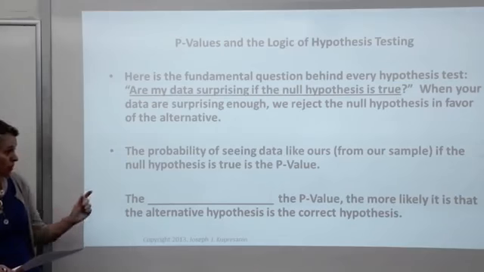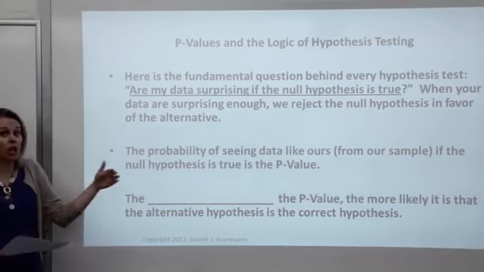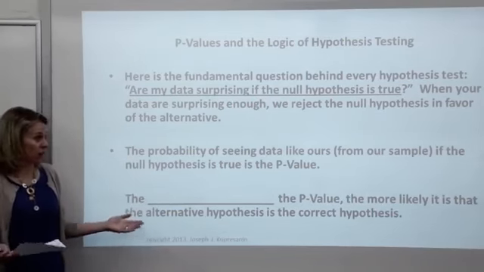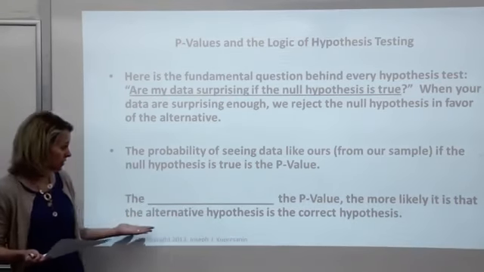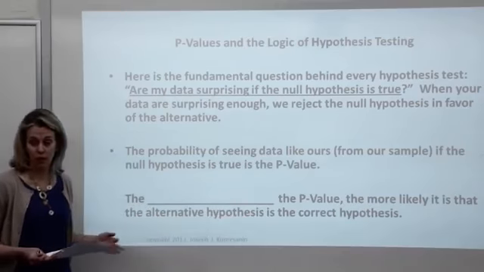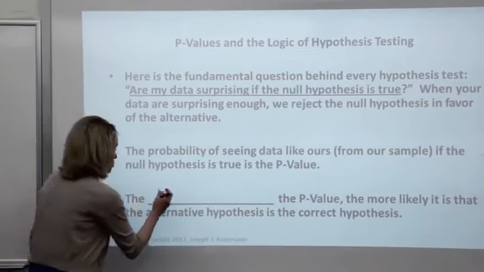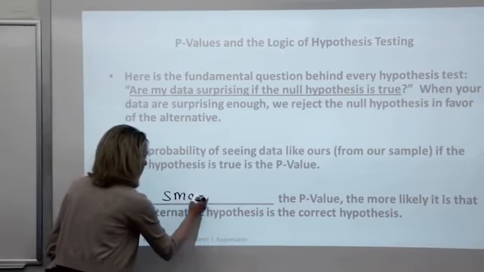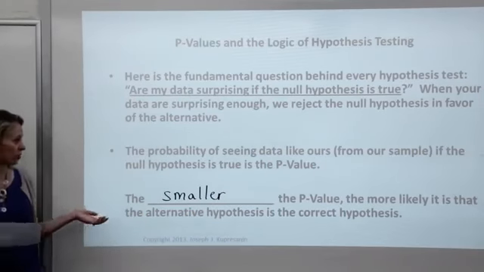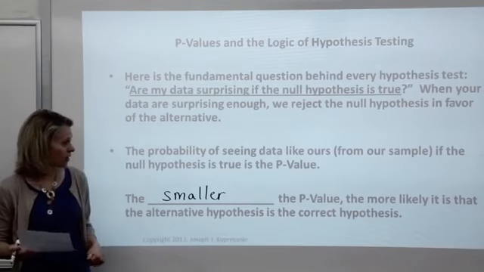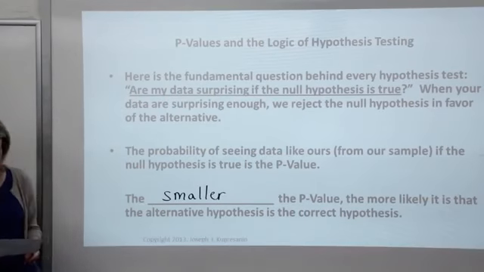And the smaller your p-value gets, the more unlikely you are to observe that kind of sample data given the null hypothesis is true. So the more likely it is that the alternative is the correct hypothesis. So the smaller your p-value, the more likely it is that the alternative is the correct hypothesis, not the null hypothesis.